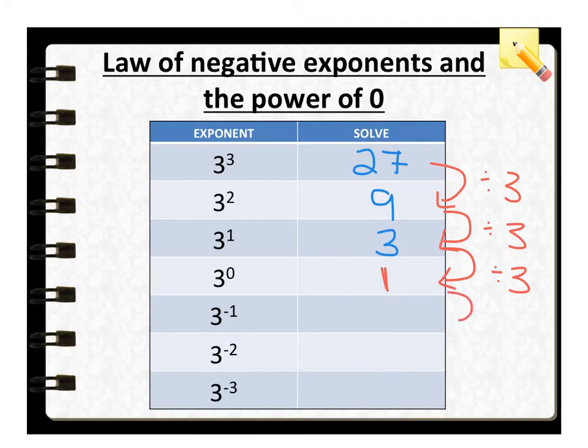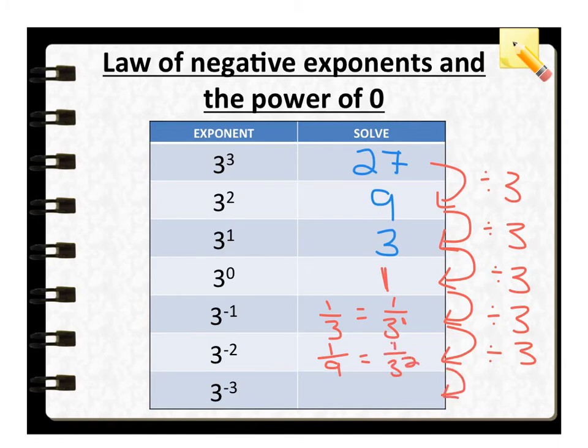Now if we keep going into our negative numbers, we have 1 divided by 3, and another way to write that would be 1 over 3 to the first power. If we keep going, keep dividing by 3, we get 1 over 9, which is the same as 1 over 3 squared. And if we keep going even further, we get 1 over 27, which is the same as 1 over 3 cubed.